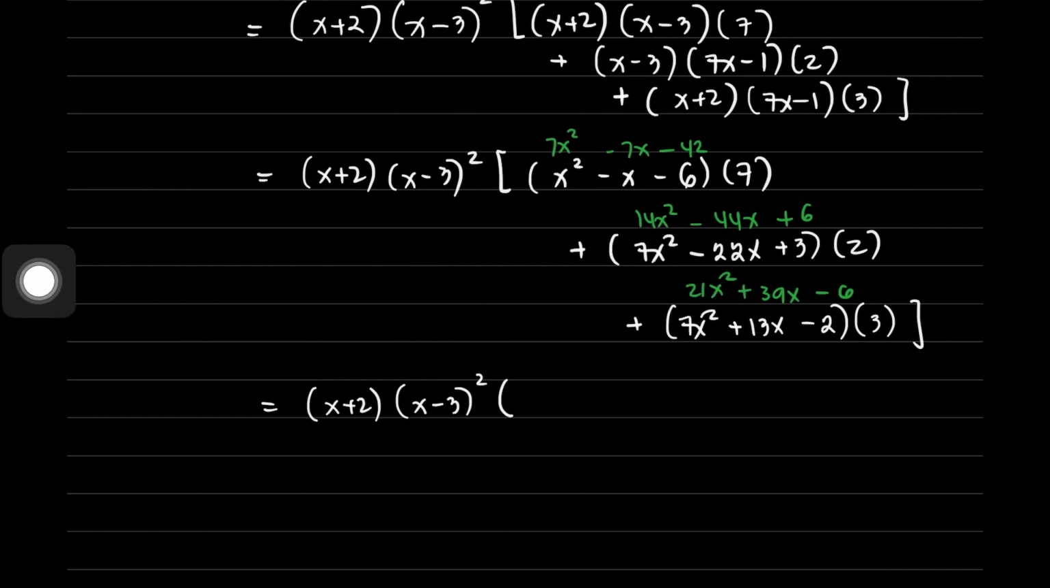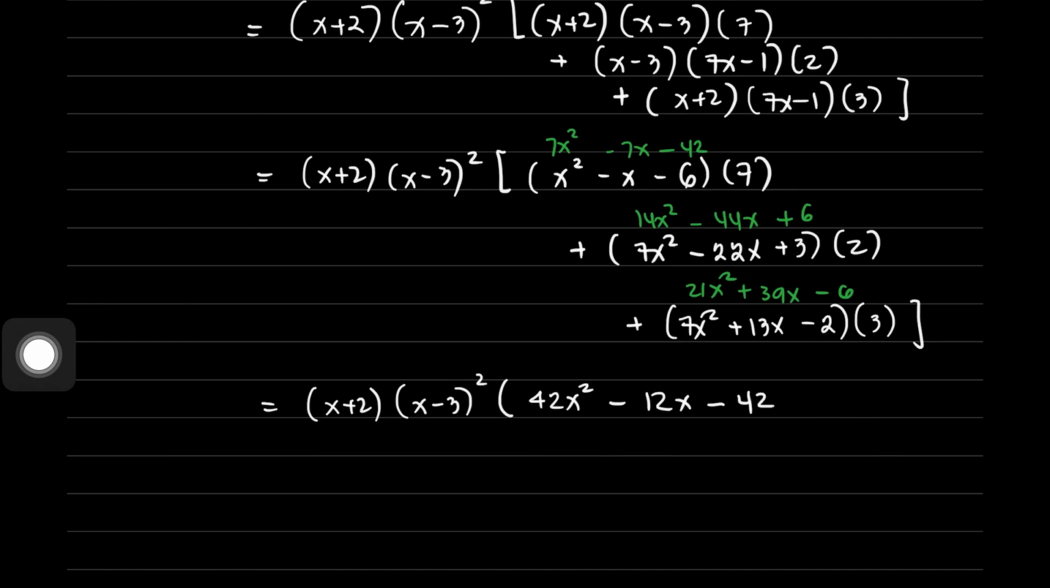So basically that is equal to 42x squared. That right? So 7x plus 14, so 21x squared plus 21 will give us 42x squared. For the coefficient of x, we have negative 7x minus 44, so that is negative 51x plus 39, so that will give us minus 12x. And lastly, we have negative 42 plus 6, so that will give us negative 36 minus 6, so that will go back to negative 40.